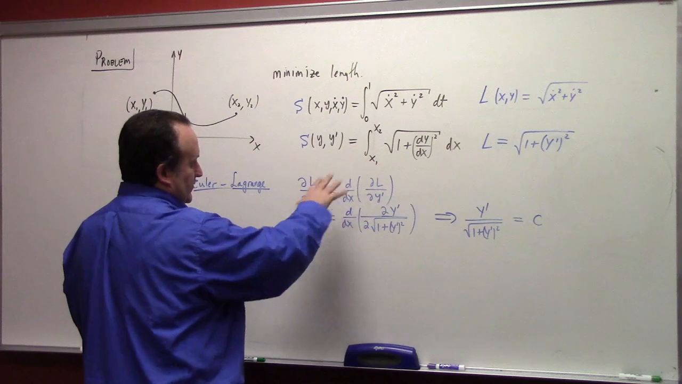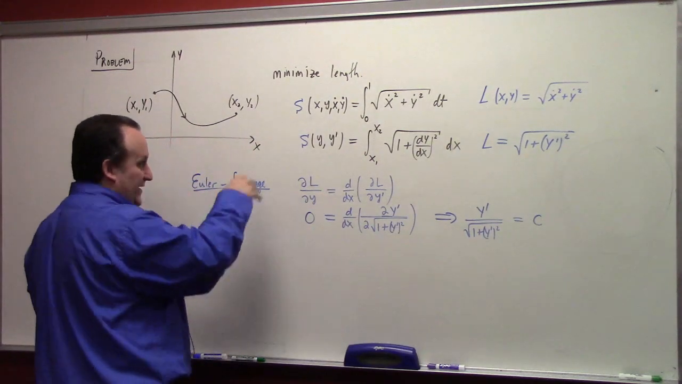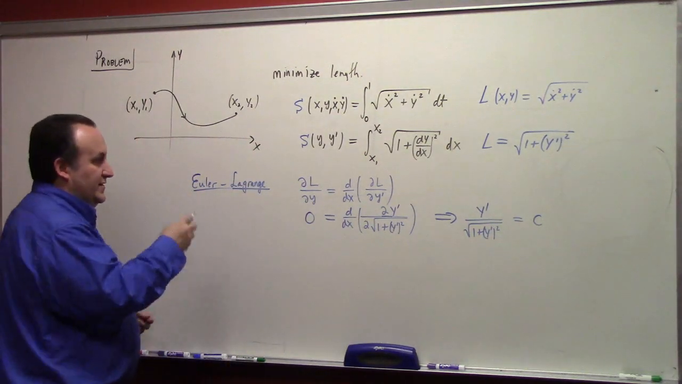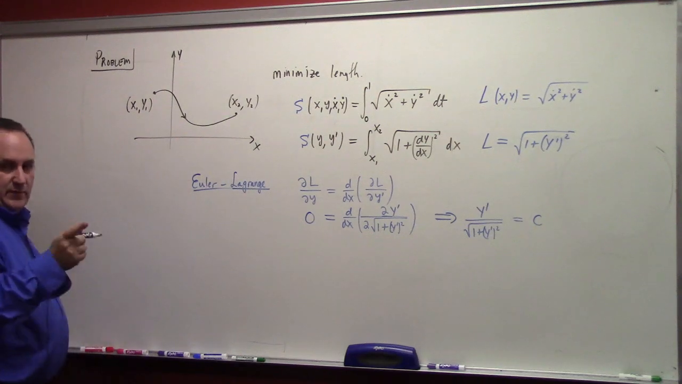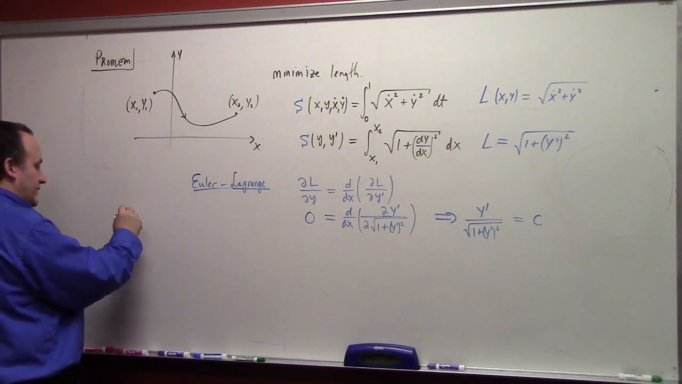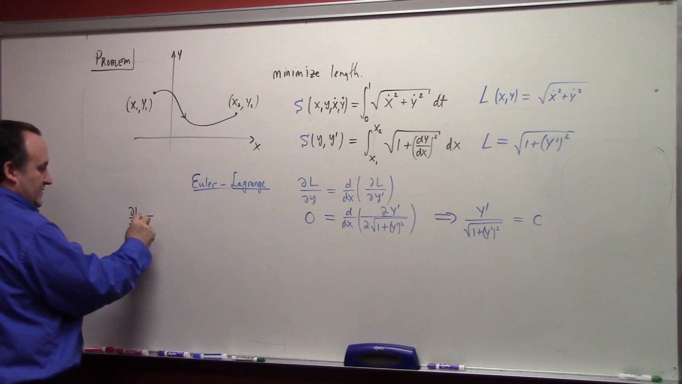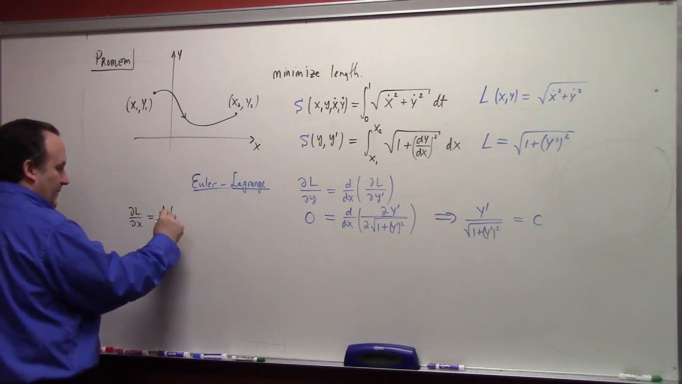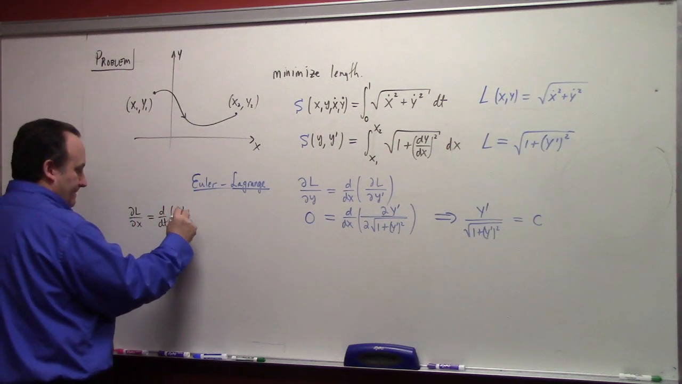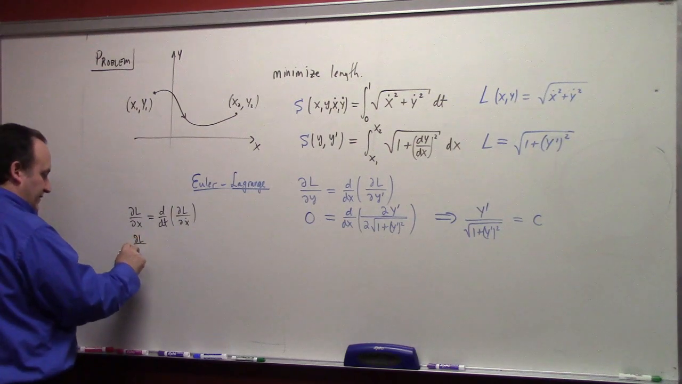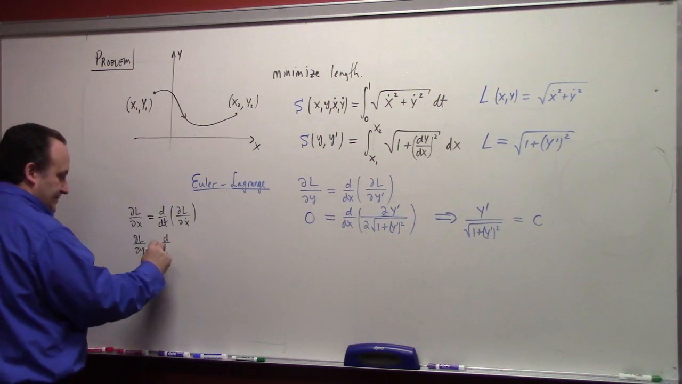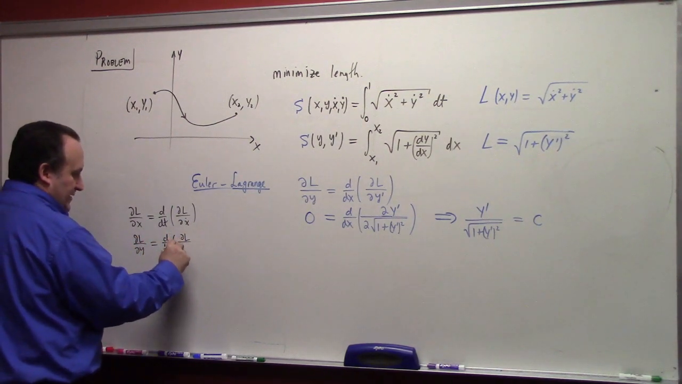So that's the one formalism. I actually prefer the parametric formalism because in the parametric formalism, there's 2 Euler-Lagrange equations. The one Euler-Lagrange equation would be partial L partial x is d dt of partial L partial x dot. And the other would be partial L partial y is d dt of partial L partial y dot.